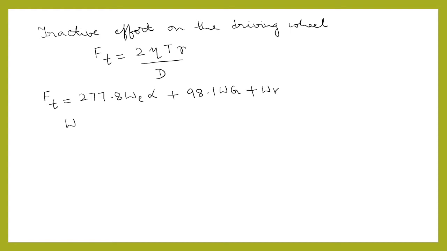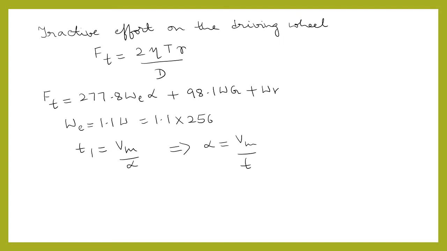We have WE equal to 1.1 times W, that is 1.1 times 256, and we have T1 equal to Vm by alpha. Therefore alpha is Vm by T1, that is 40.25 by 20, that is 2.0125 kilometer per hour per second.